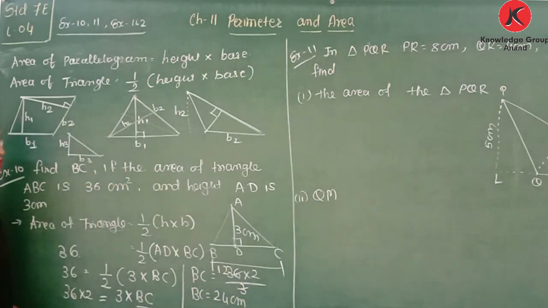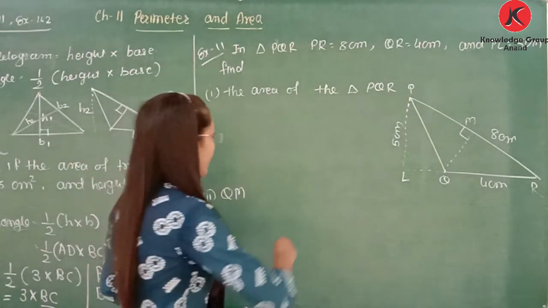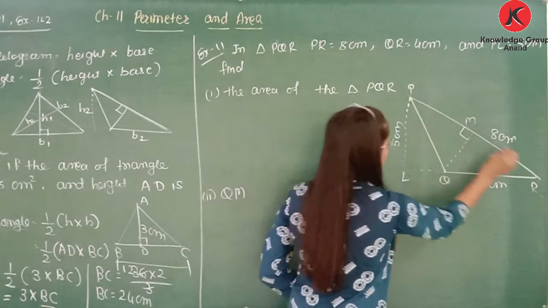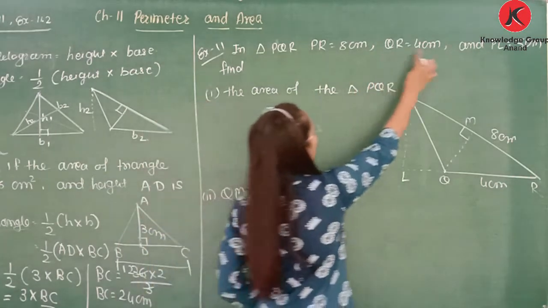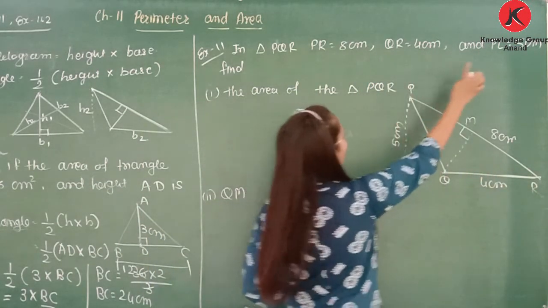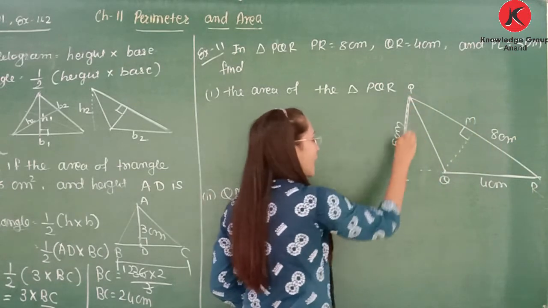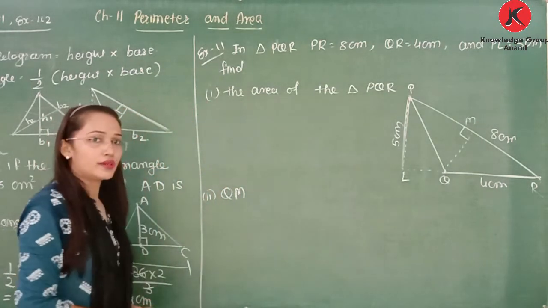Clear? Now next one. In triangle PQR, PR is 8 cm. So this figure is given. This length PR is 8 cm. QR is 4 cm. So this is QR, 4 cm. PL is 5 cm. So this is the length, or you can say height, of the triangle, that is 5 cm. Find the area of the triangle.